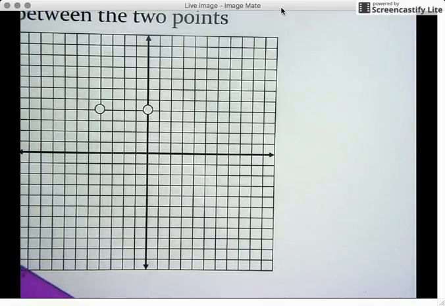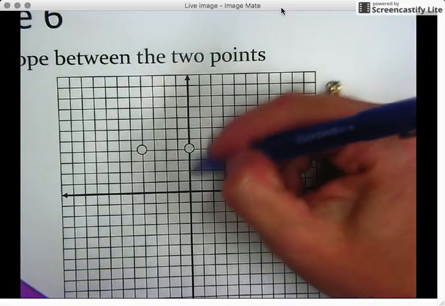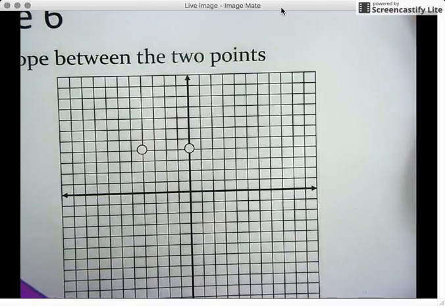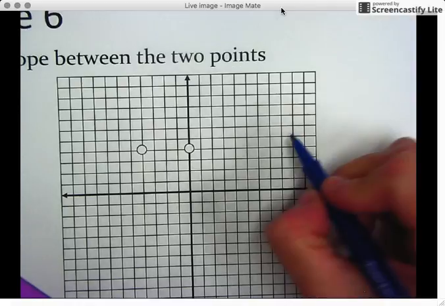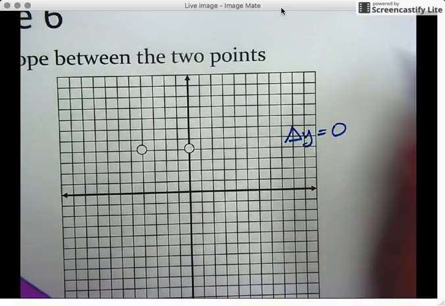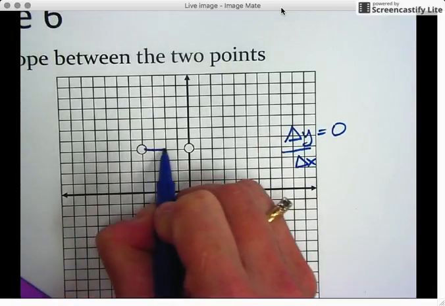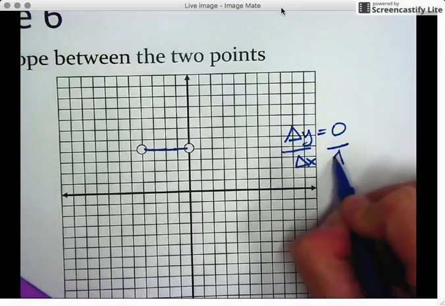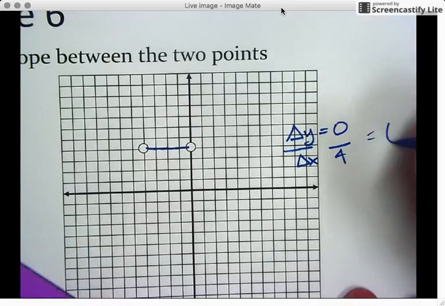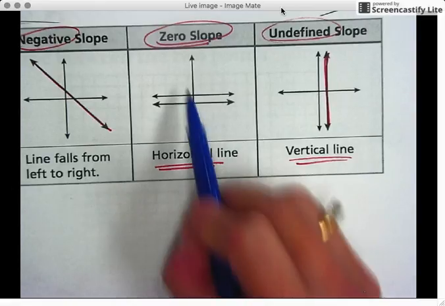So the slope between these 2 points. Again, I'm trying to figure out how much we go up and down. But I'm looking at this thing, and I can't go up and down. The change of y is 0 because I can't go up and down. The change of x, 1, 2, 3, is 4. But 0 over 4 just equals 0. The slope here is just 0, which is what that previous thing was trying to tell you. Horizontal lines have a slope of 0.